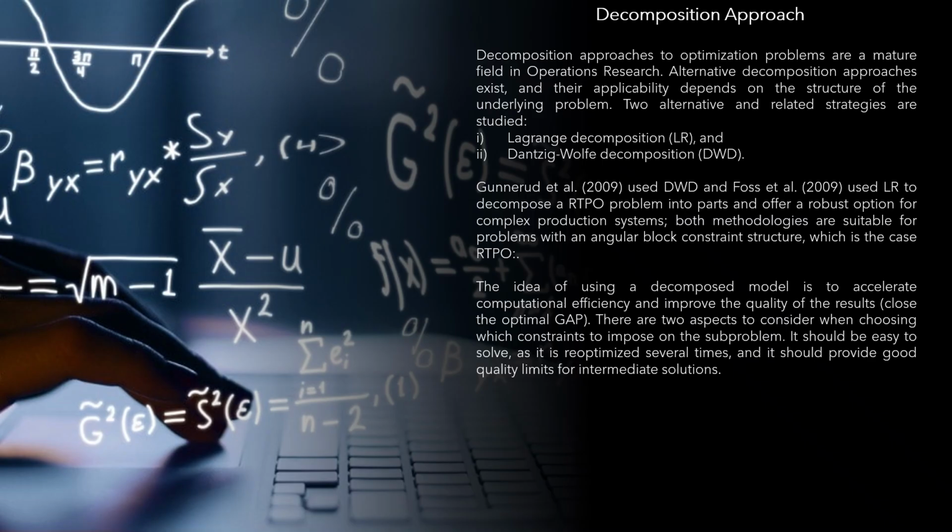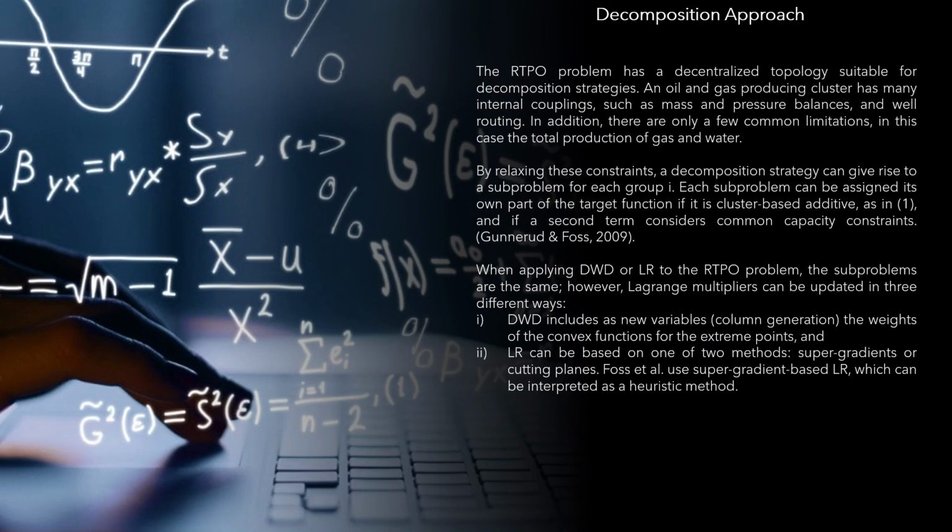intermediate solutions. The RTPO problem has a decentralized topology suitable for decomposition strategies. An oil and gas producing cluster has many internal couplings, such as mass and pressure balances, and well routing. In addition, there are only a few common limitations, in this case the total production of gas and water. By relaxing these constraints, a decomposition strategy can give rise to a subproblem for each group I. Each subproblem can be assigned its own part of the target function if it is cluster-based additive, and if a second term considers common capacity constraints.